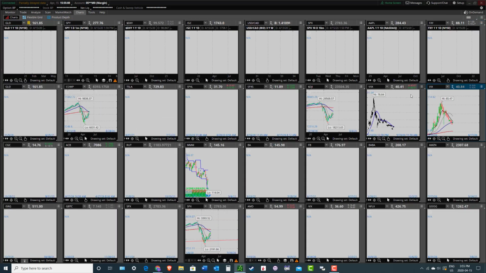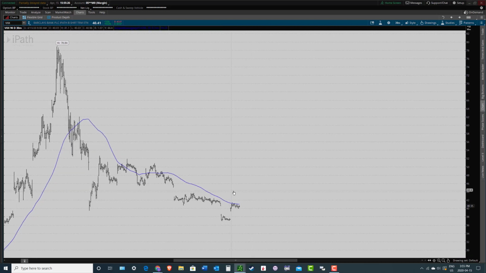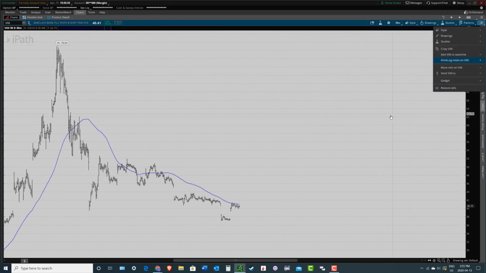Not by itself. Now VXX, you can see we're starting to just dance around this 70 simple moving average on the 30-minute chart. If we start trading above and continuing above that 70 simple moving average, then potentially a new VXX uptrend is emerging. And that would certainly be bearish, because an uptrend in VXX would imply a downtrend in the overall markets, being that VXX is a volatility product.